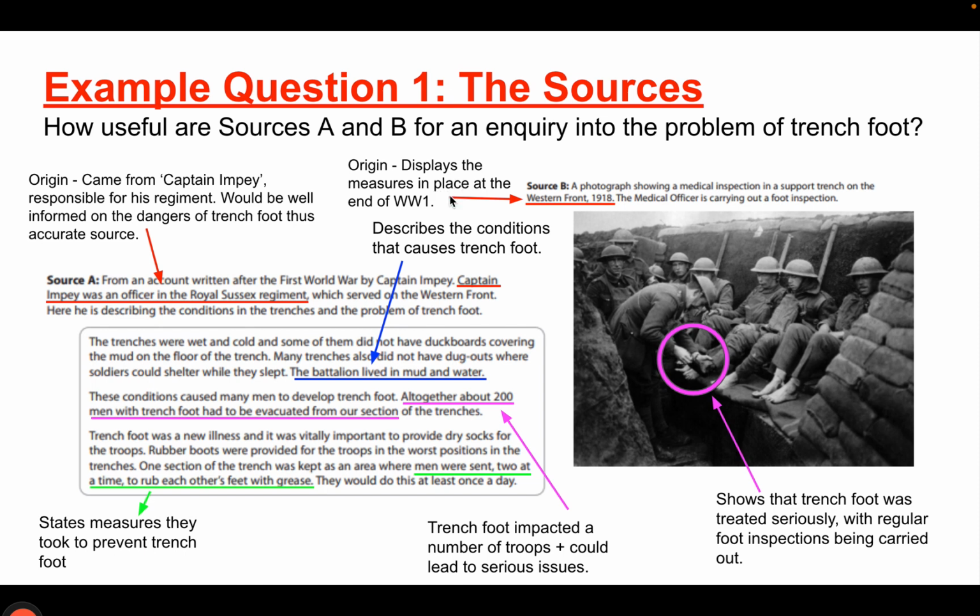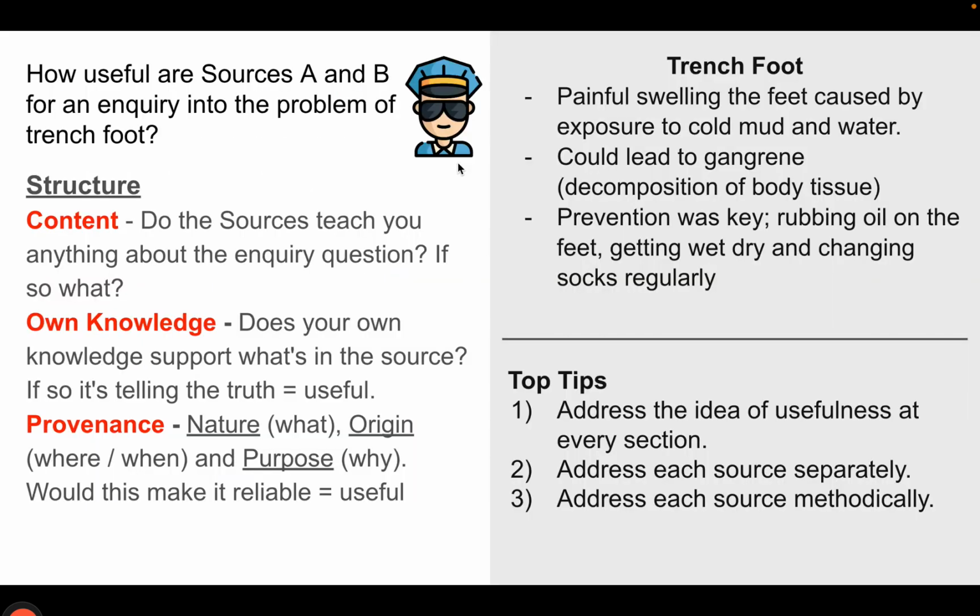So this could limit its usefulness, because possibly this is not reflective of the entirety of the World War I timeframe. This could have just been a measure that was implemented in 1918, so it's not giving us the full picture, taking away from its usefulness, perhaps.